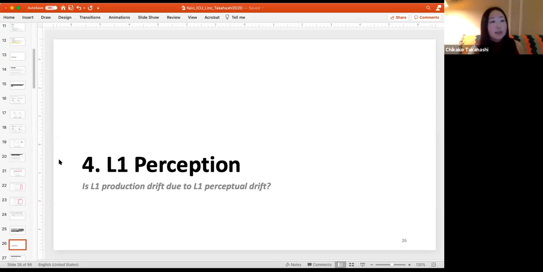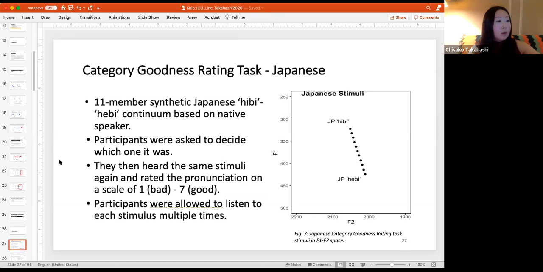So first, we will look at L1 perception results from the goodness rating task and see if L1 production drift is due to L1 perceptual drift. For the Japanese goodness rating task, we focused on the hibi-hebi contrast, since Japanese e is close to English e in terms of their acoustic correlates. We are interested in how learning a new L2 sound of English e influences the perceptual boundary between Japanese E and E and their goodness rating of these stimuli.